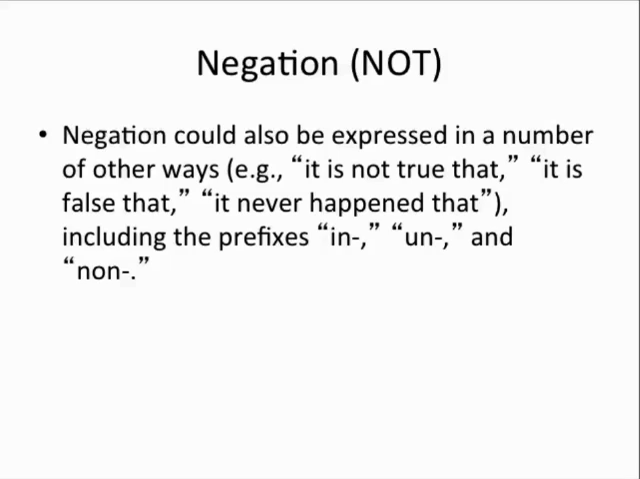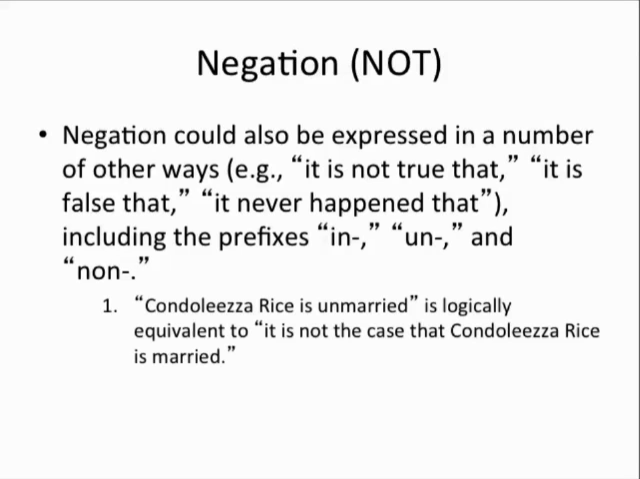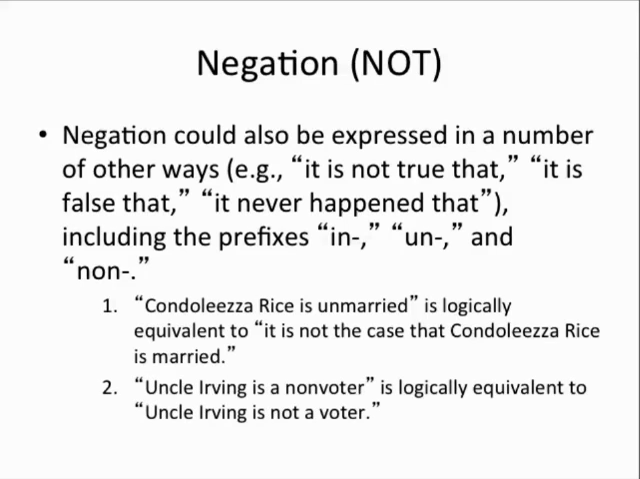Let's wrap up negation. We can express negation with different phrases, such as, it's not true that, or it's false that, or it never happened that. We can even use prefixes like in, un, and non. So something like Condoleezza Rice is unmarried is really a compound statement of negation that can be fully expressed as, it is not the case that Condoleezza Rice is married. Here's another example. Uncle Irving is a non-voter is logically equivalent to saying Uncle Irving is not a voter.